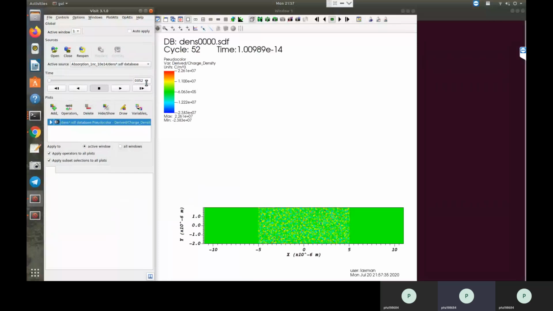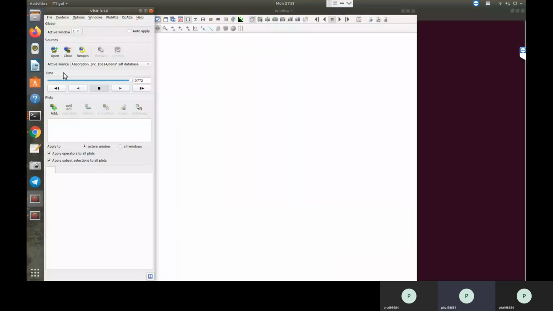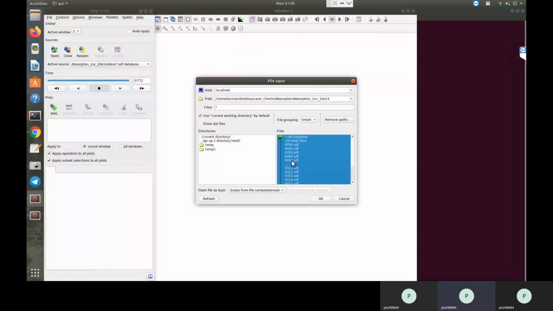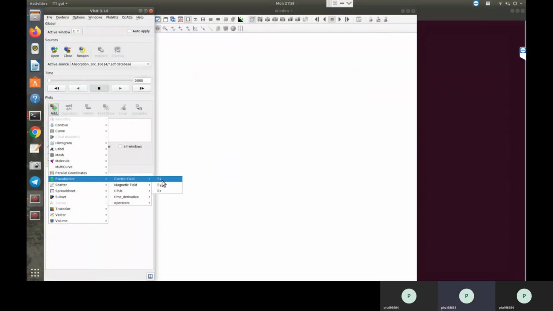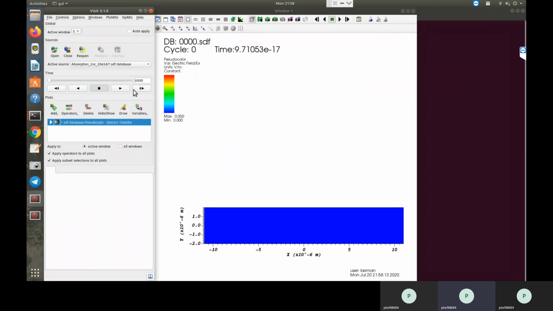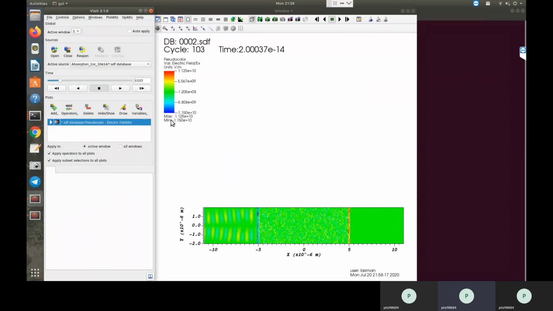So this is at the time t equals 0, and this is this. Now this was the density profile. Now let's see the electric and magnetic field components. Electric field along the x direction. It will be like this. These are the boundaries of the plasma at -5 and +5.